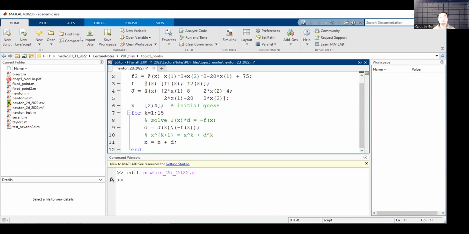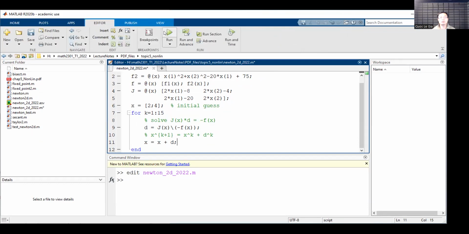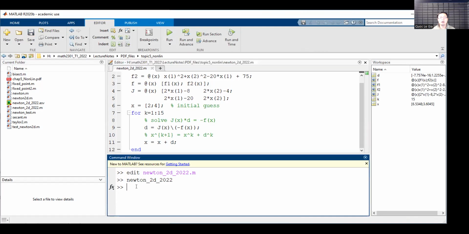And now you run it. Hopefully it works; otherwise we have to fix it. So just run. And now, in the end, what do you have? You have x, and you want to check whether this is a solution. You just take F(x), and you see F(x) is a very small number. Because here I have only 15 iterations, but it gets down to 10 to the minus 15 already.